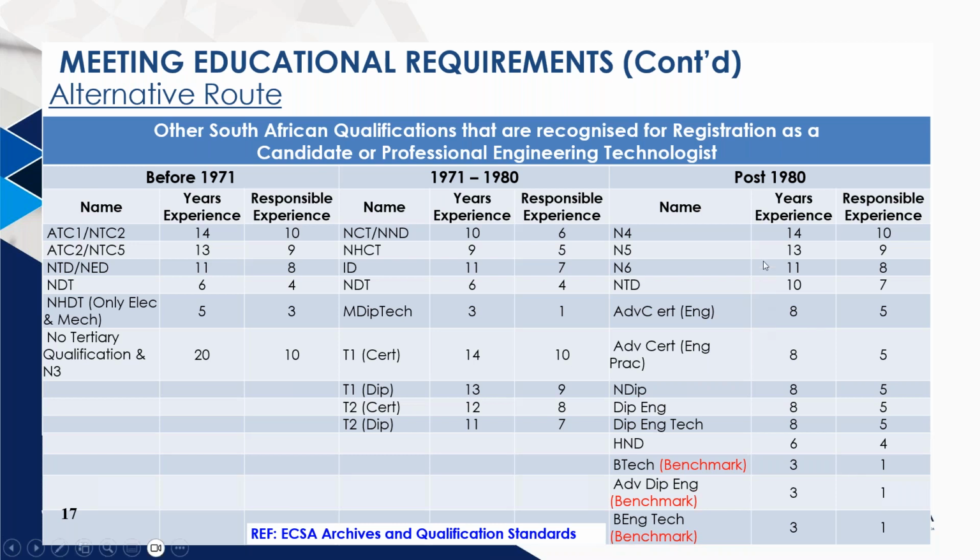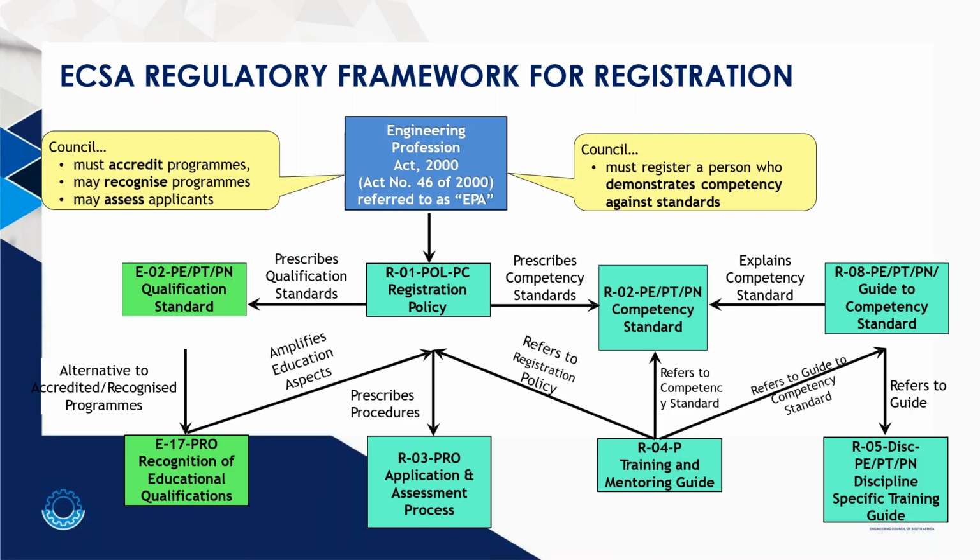This is just for ECSA to make sure that when you become registered, you are more than capable to take decisions on your own. And unfortunately for engineers, there's no alternative route. You need to have acquired BEng, BSc Eng.